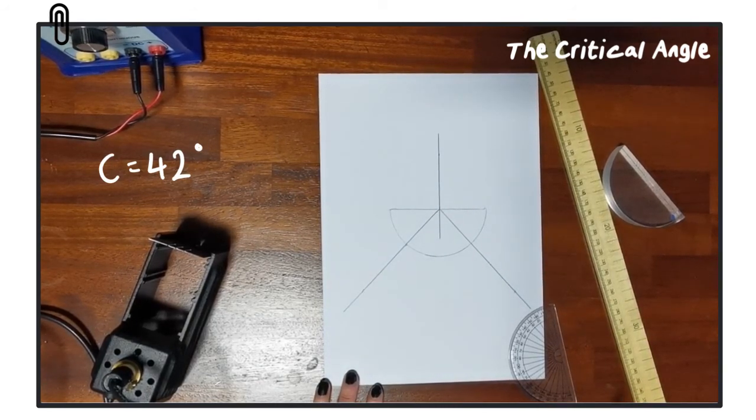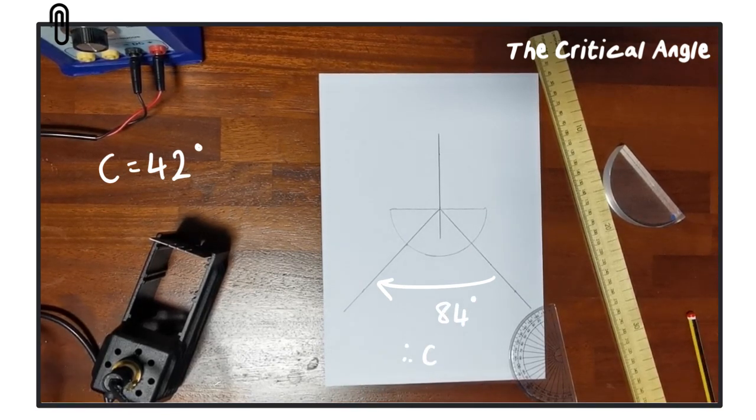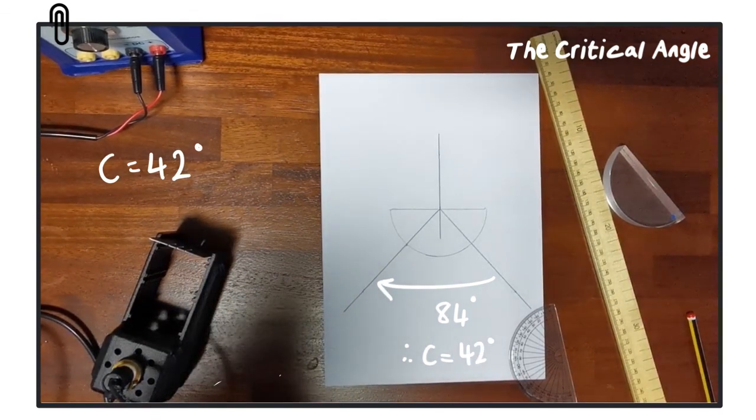In this case, the angle between the incident ray and the reflected ray is equal to 84 degrees, which means that the critical angle, which is half of that, is 42. And that's it. I hope you find that useful.